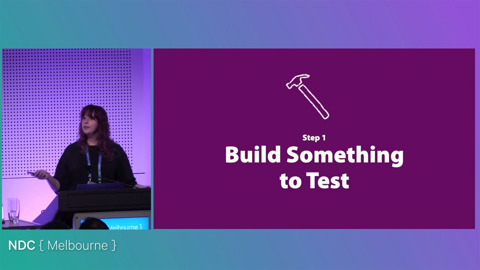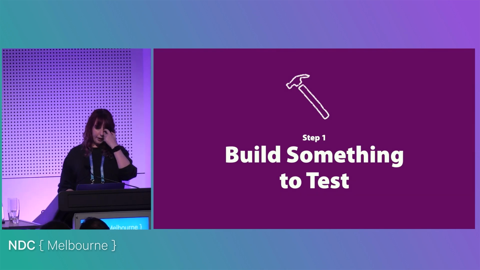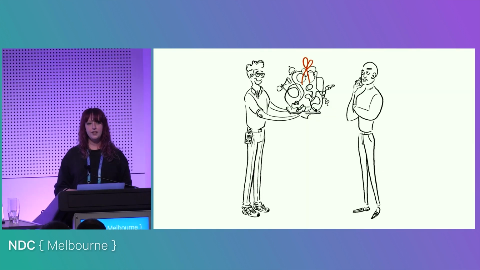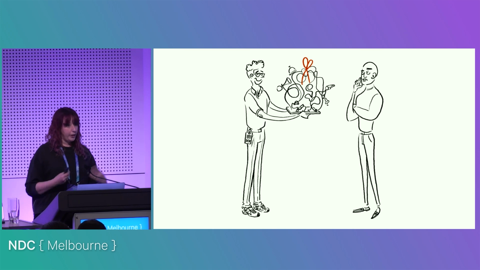Starting with step 1, you need something to test. This is the most obvious of the steps, but it can mean a lot of different things. This doesn't have to be a full-blown, completely built-out product. It can be a sketch. It can be a paper prototype. It can be a more advanced prototype in a tool like Figma or Axure. Or it can be the real deal.